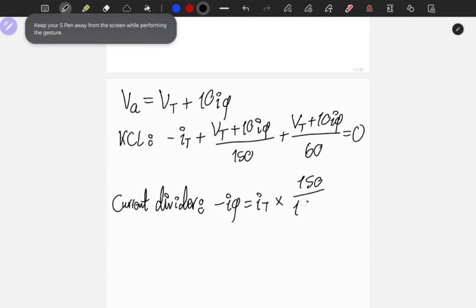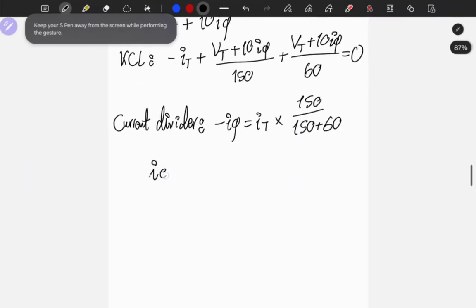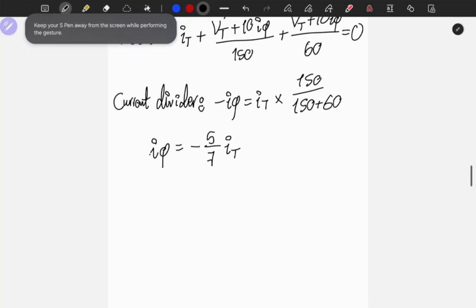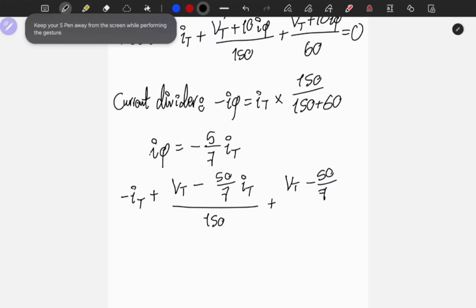150 divided by the sum of the two, so 150 plus 60. So we get that I phi is equal to minus, if we do the calculation, 150 over 150 plus 60, which is 5 over 7, minus 5 over 7 IT. Substitute back, we get minus IT plus VT minus 50 over 7 IT divided by 150 plus VT minus also 50 over 7 IT over 60 is equal to 0.